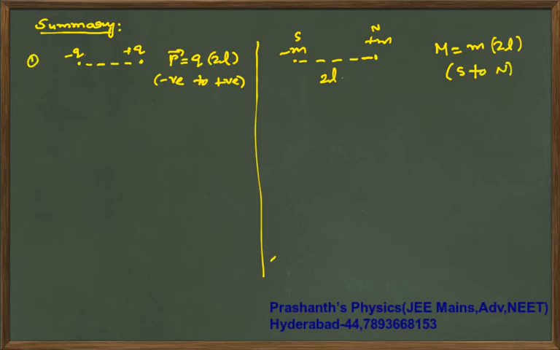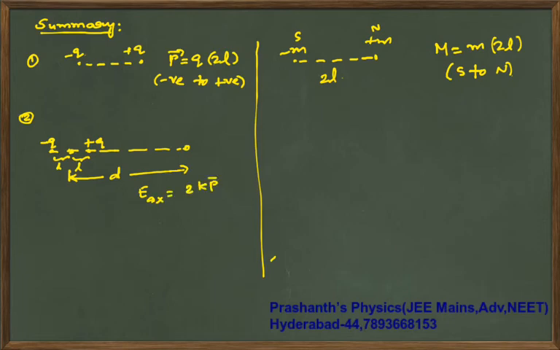Point number 1. Next, if you take an electric dipole, minus q and plus q, on the axial line, if this distance is L and L, and at a distance d from the center, E on the axial line is 2kP d by d square minus L square whole square. For a short dipole, this result is going to become 2kP by d cube, which is your resultant electric field.